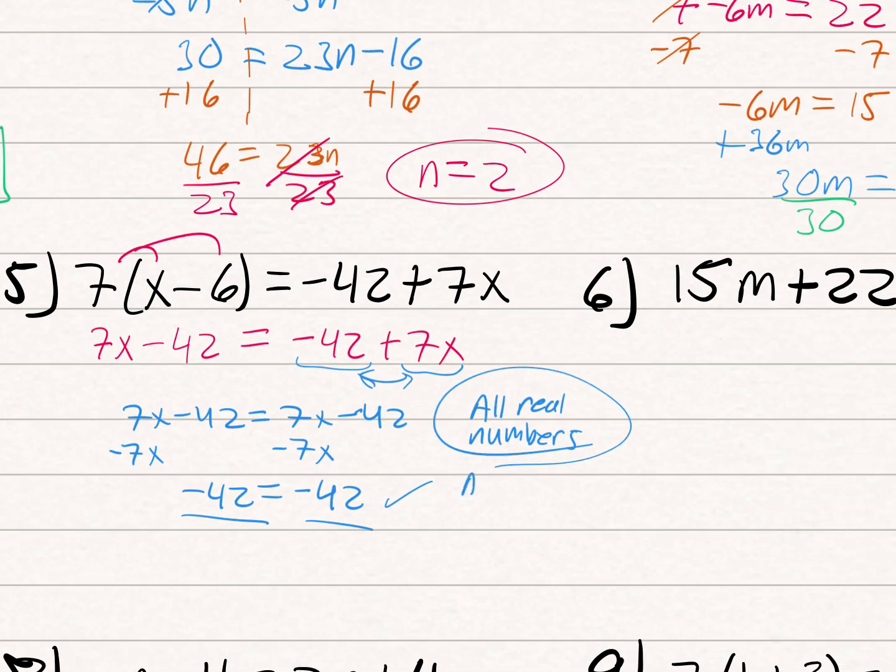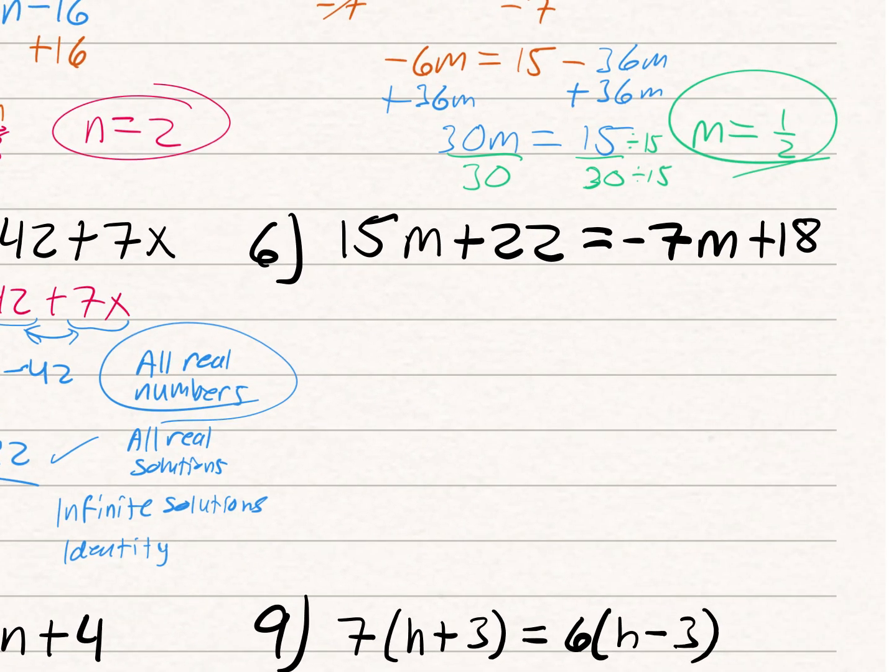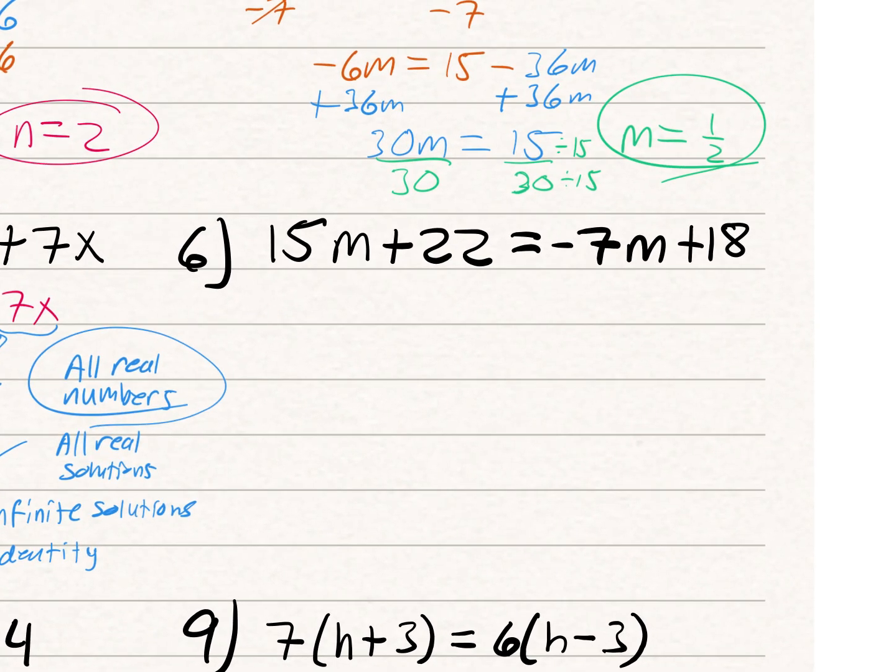You could also say all real solutions. You can say infinite solutions. You can say it's an identity, right? I've said all of these in class, right? So just any of them, as long as I know that it means that any solution works, right? Anything is fine for this one. All right, let's keep it going. All right, so let's try number 6.